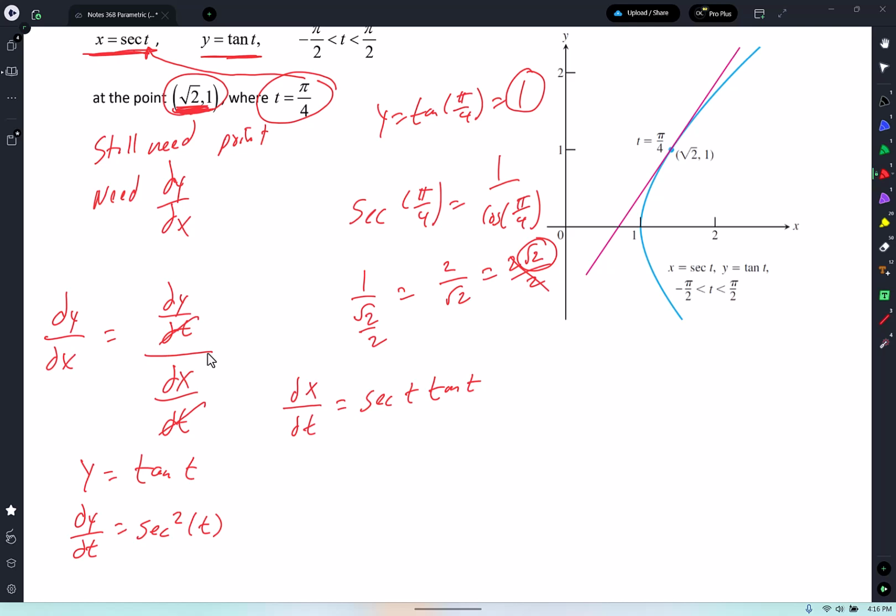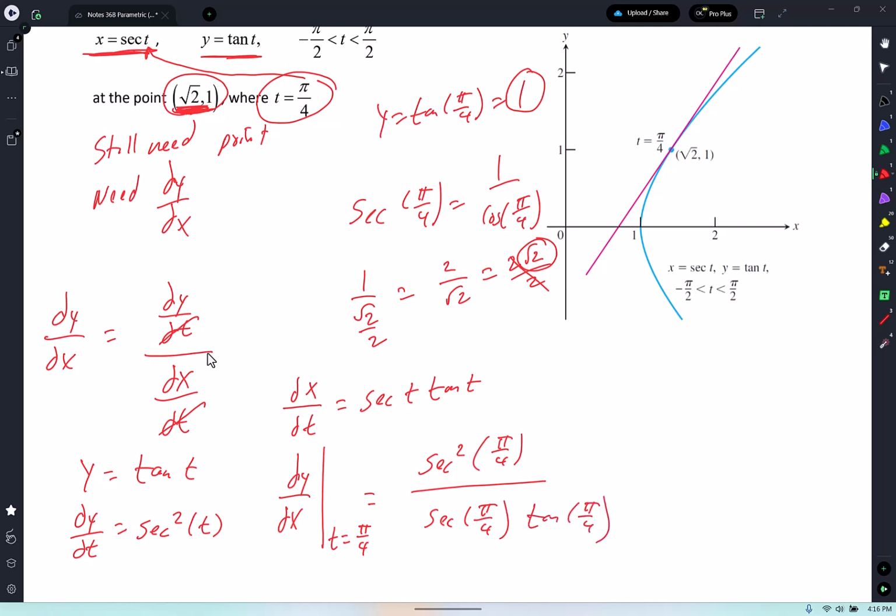So here it is, dy dt. So I'm going to write dy dx. Notice that I still have t's in there, guys. So write this: dy dx evaluated at t equals pi over 4 equals, and you're going to put the dy dt first, secant squared at pi over 4 over secant pi over 4, tan pi over 4. I guess we could have canceled out one of them. All right, here we go. One of those with one of those.